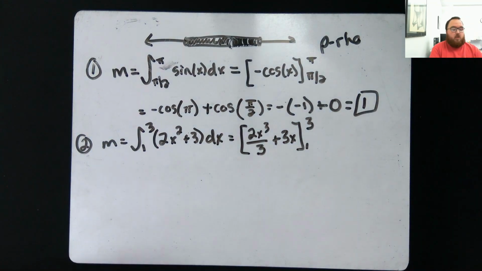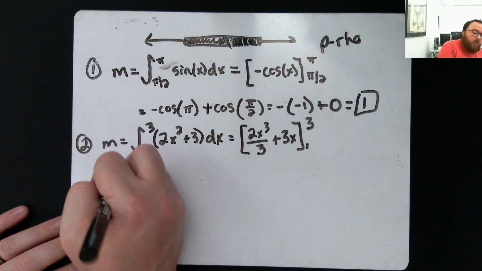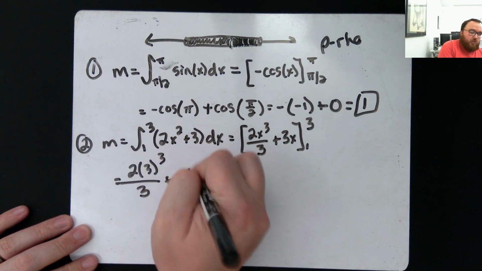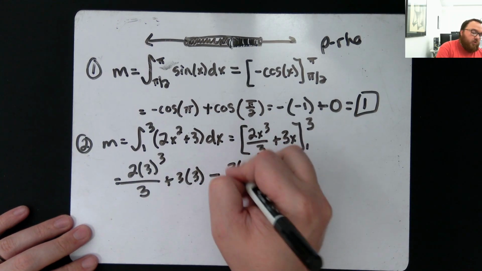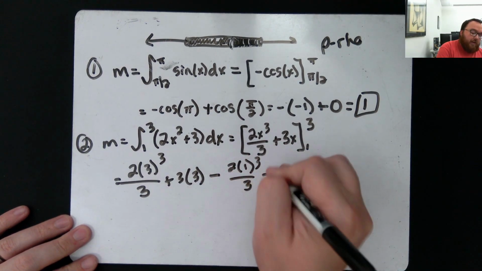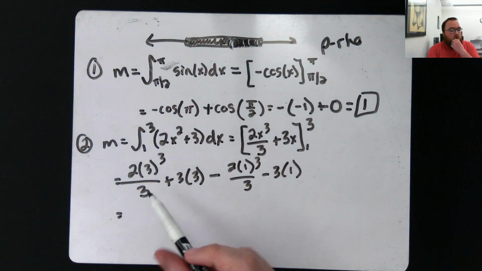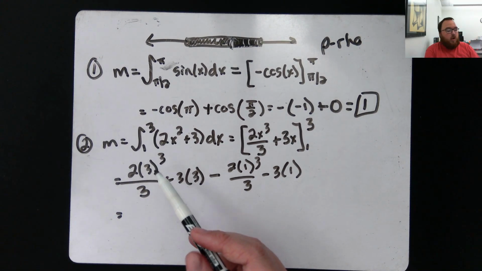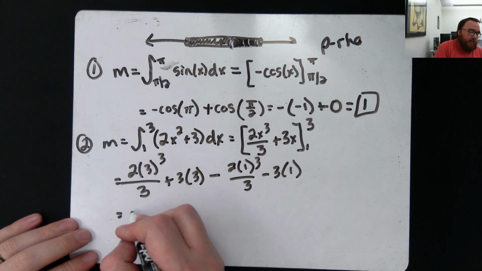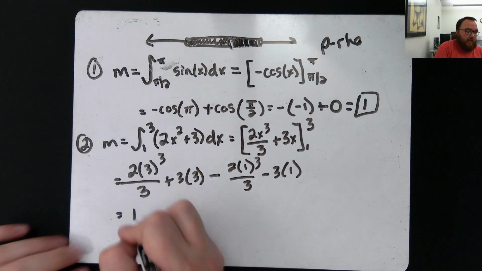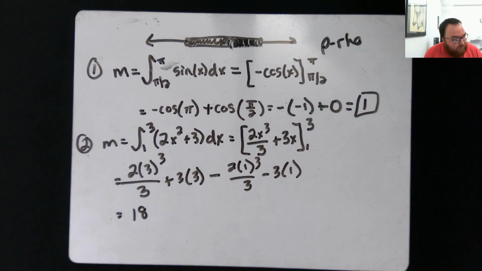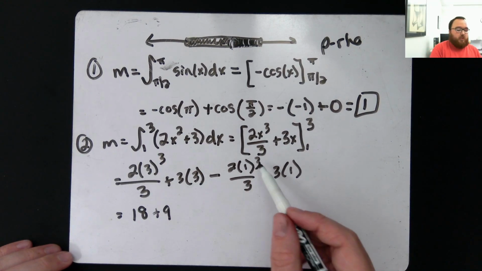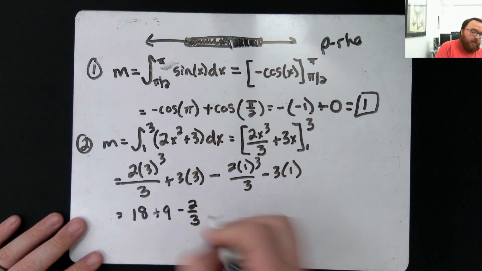From 1 to 3. Plug in our top bound. So that's 2 times 3 cubed over 3 plus 3 times 3. Minus, plug in a 1, 2 times 1 cubed over 3, minus 3 times 1. 3 cubed is 27. 27 times 2 is 54. 54 divided by 3 is 18. Sorry, that took me longer than it should have. Plus 3 times 3, which is 9. 1 cubed is 1. 2 times 1 is 2, so minus 2/3. Minus 3.